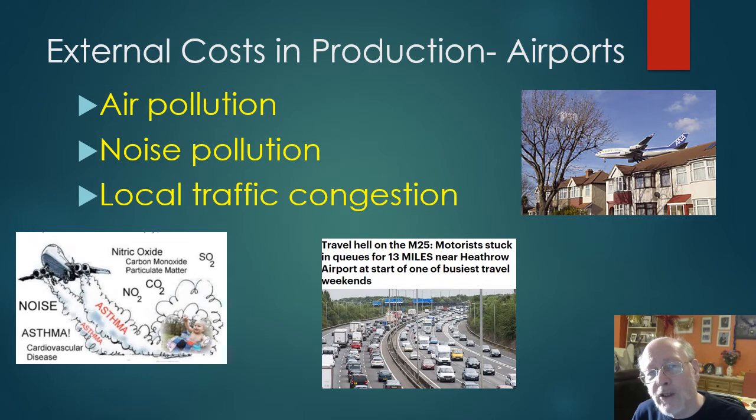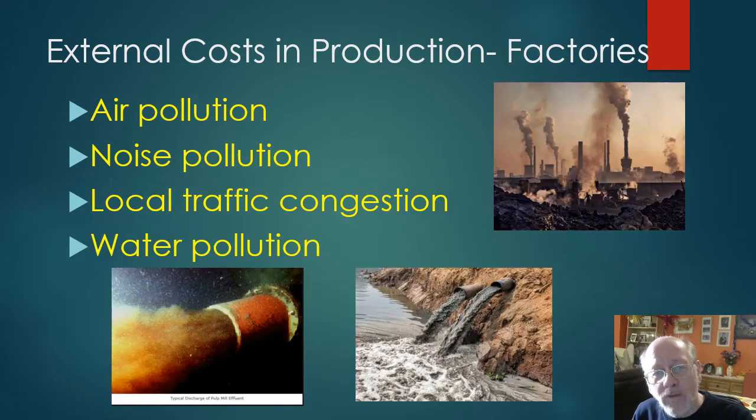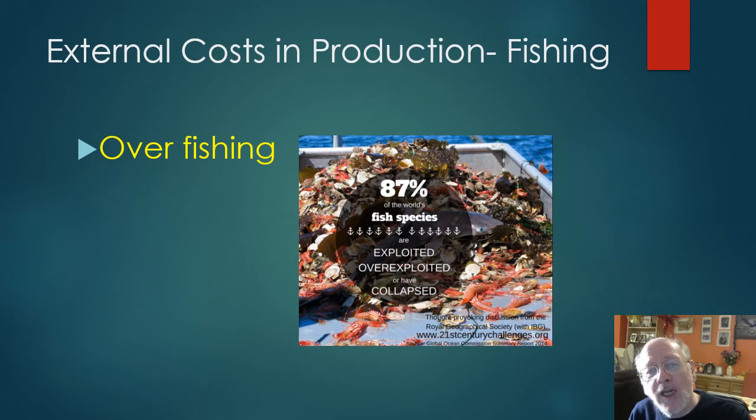So some examples of things that typically come up on questions: airports, obvious ones, air pollution, noise pollution, and local traffic congestion. With factories, obviously it would depend upon the type of factory, but you've got the three that we've already mentioned for airports, plus we've got the possibility of water pollution. Again, a good example there would be the picture on the left hand side of where you've got discharge from a pulp mill. If we look at the fishing industry, the problem typically is overfishing, where more fish are being killed than are breeding, which therefore means that future economic units are going to miss out because they won't have the quantity or quality of fish that we have at the moment.